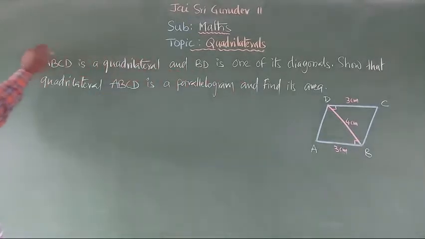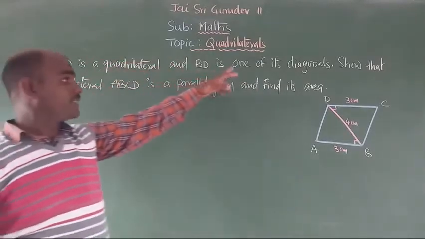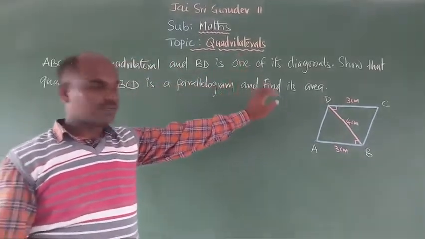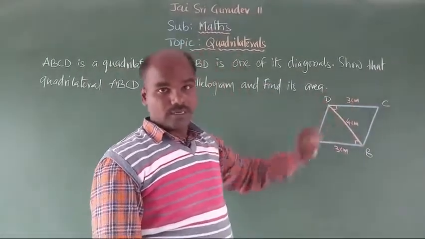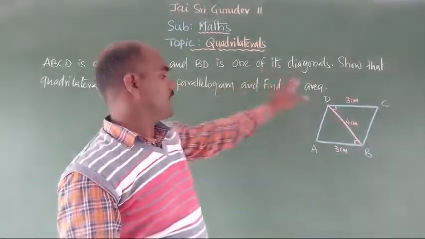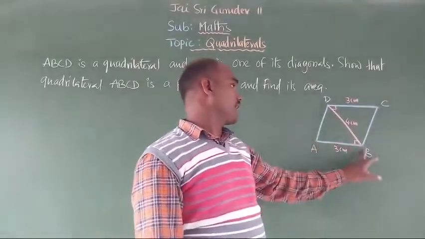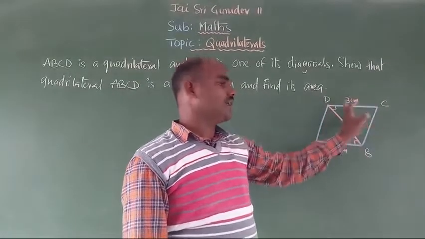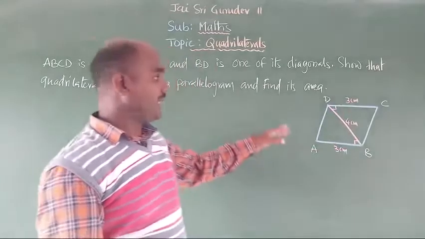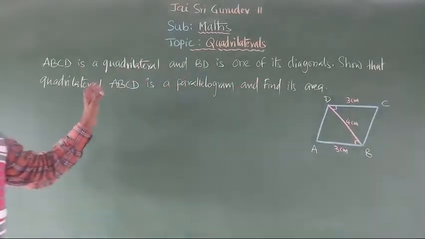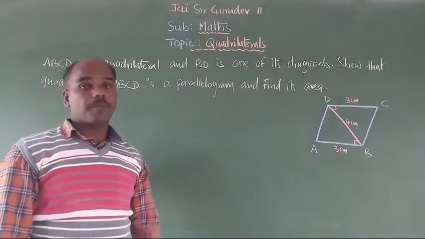Yes, so here it says ABCD is a quadrilateral, and BD is one of its diagonals. See children, ABCD is a quadrilateral, as well as BD is a diagonal, and what is given in the problem is that angle ABD and angle BDC are both 90 degrees. Yes or no children? So then what do you want to prove? We have to prove that ABCD is a parallelogram.